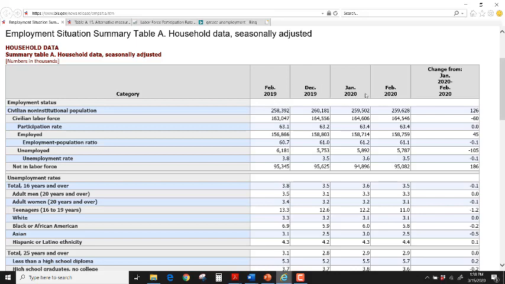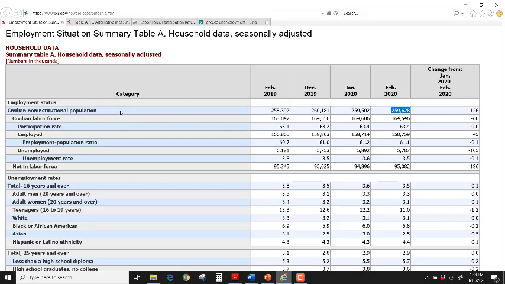So we can kind of size up the trend we're in currently regarding where unemployment's going. So here's the civilian non-institutional population. Now notice that's not the entire population. The entire population right now in the US is about 329 million. We're only looking at a subset of 259 million. And that's because we're excluding children under the age of 16 and people who are institutionalized.